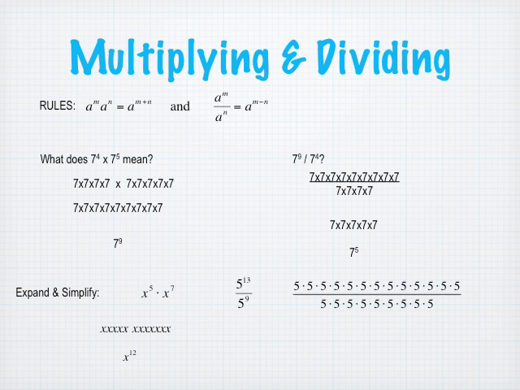5 to the 13th, that's 13 5s. A little bit of a pain to write, but it's okay. 5 to the 9th is 9 5s. 9 5s on the bottom will cancel with 9 5s on the top, and I'm just left with 4 5s, or 5 to the 4th.